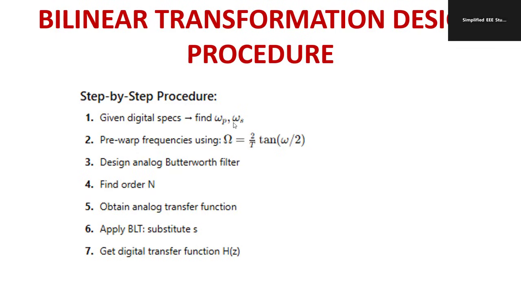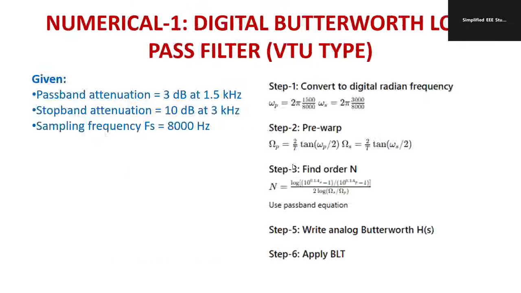So these are the major steps involved in BLT. Note down all the parameters: omega p, omega s, then the pre-warping formula, then design of the analog Butterworth filter, computation of filter order, then the analog transfer function, applying the BLT, then get the transfer function as a function of Z. So these are the important steps for BLT. Remember these steps, very important. If you get a numerical example, you can write the steps first, later go for the numerical. In case the answer is wrong, no problem. You will get partial credit.